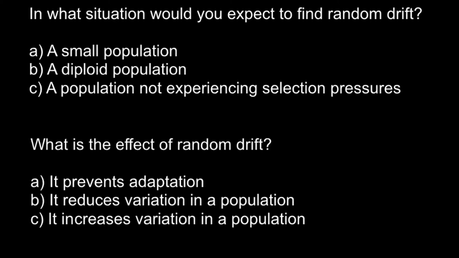In what situation would you expect to find a random drift? Answer A, a small population. Answer B, a diploid population. Answer C, population not experiencing selection pressures. For example, if we take answer C, even in such a population we would still have fluctuations in allele frequencies just due to random selection.